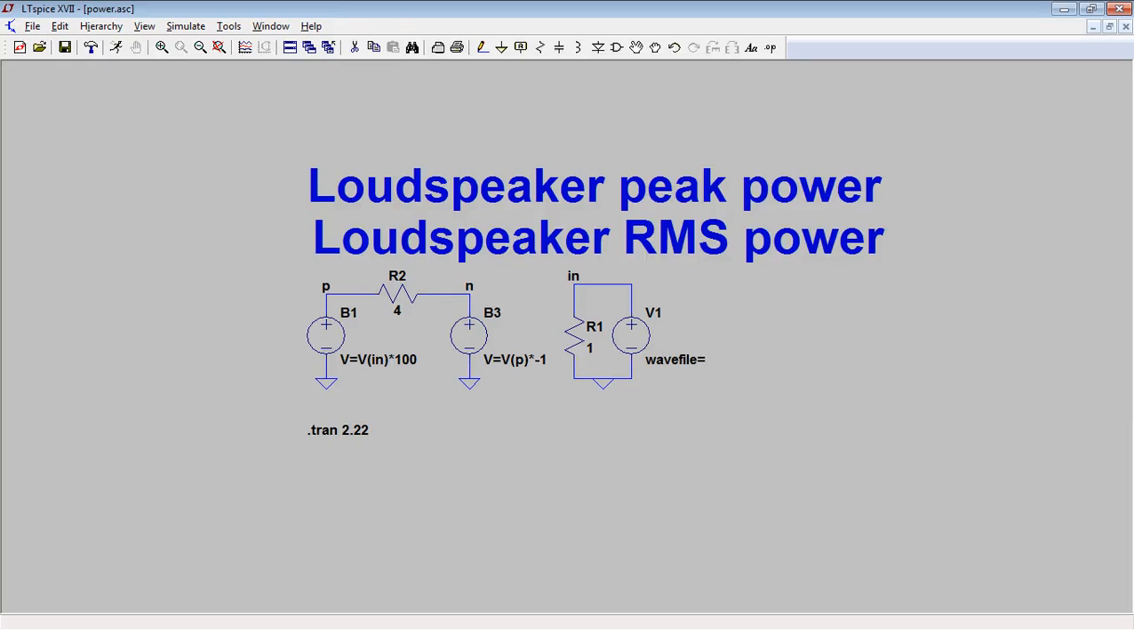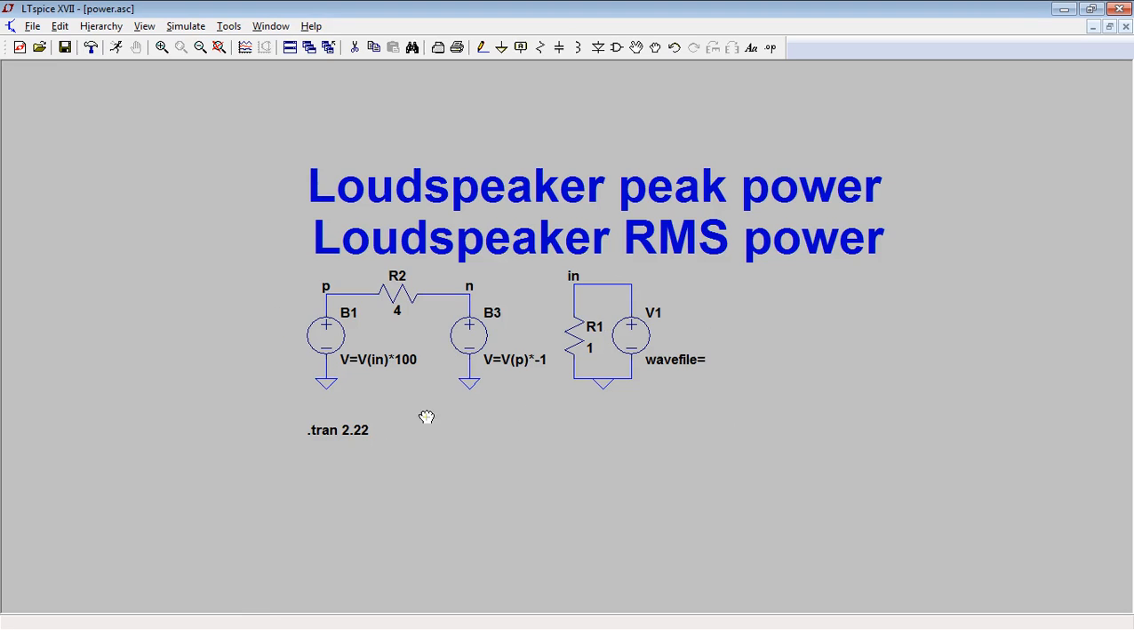Hello. So what I'm going to look at today is loudspeaker peak power and loudspeaker RMS power. RMS stands for root mean square. What I'm going to do is sample some music with a sampler, and then play it through this simulator, and it will show me the peak power and the RMS power.